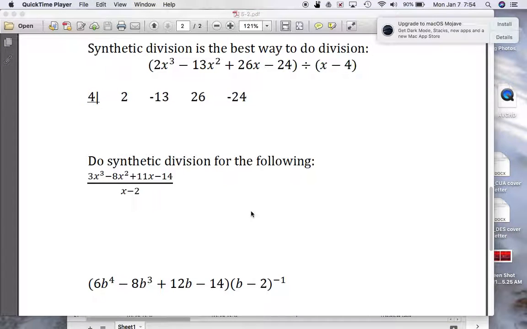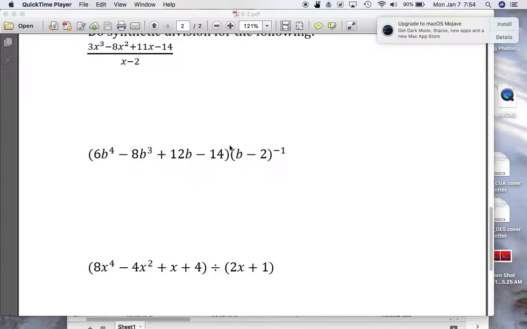Notes here. Oh, don't freeze up on my computer. There we go. Hopefully. There we go.